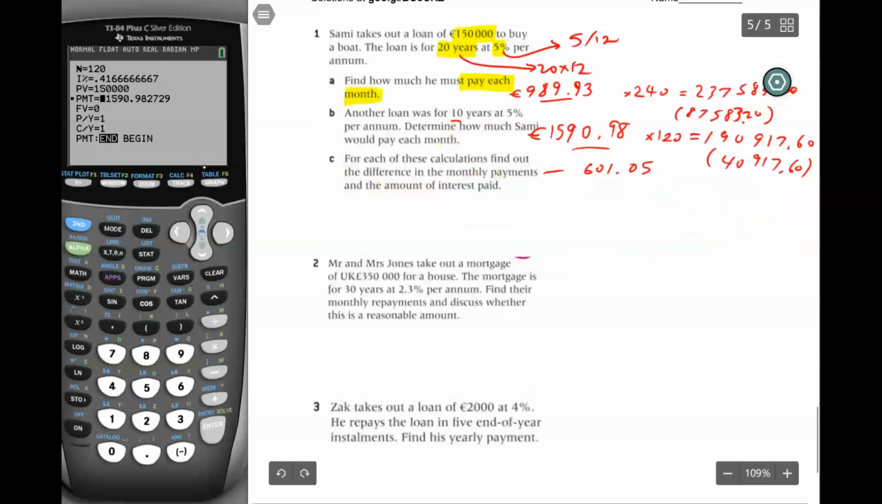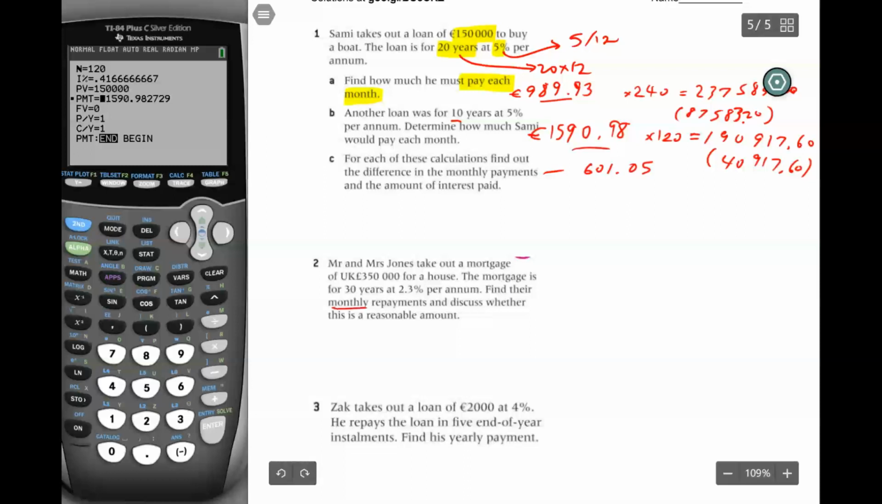All right. Number 2. Mr. and Mrs. Jones take out a mortgage of 350,000 UK pounds for a house. The mortgage is for 30 years at 2.3% per annum. Find their monthly repayments and discuss whether this is a reasonable amount.